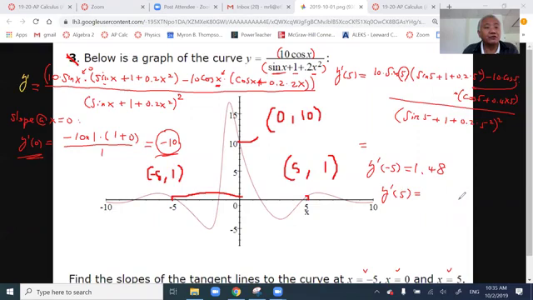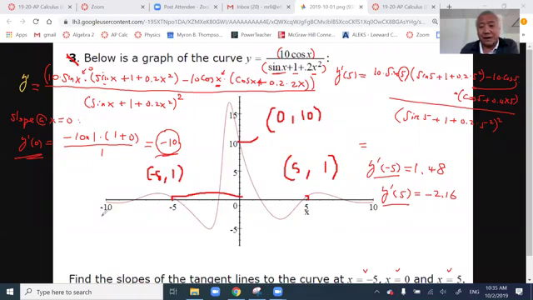Equals -2.16. Okay? So you can see the value right here. All right? When you have this one, we finish everything. We find the slope of each point when x equals -5, x equals 5, and x equals 0, like this.